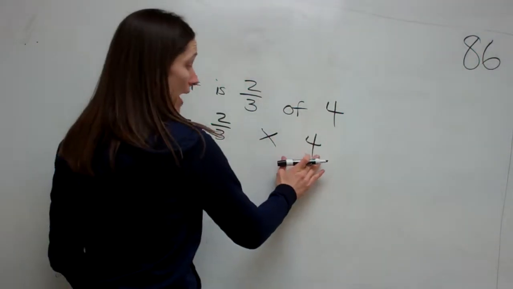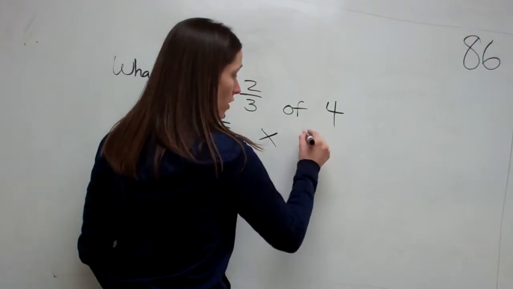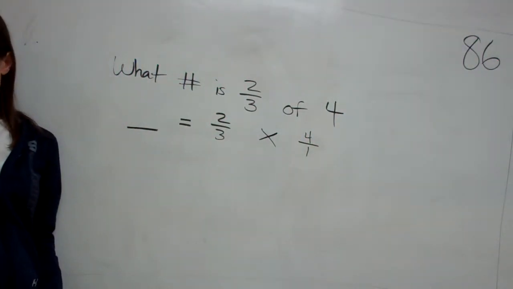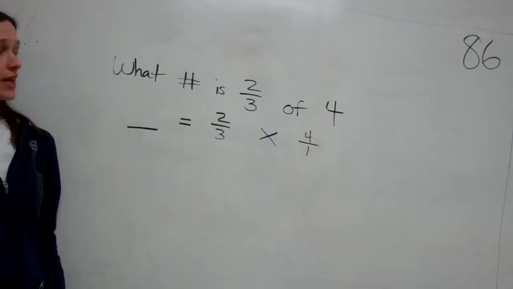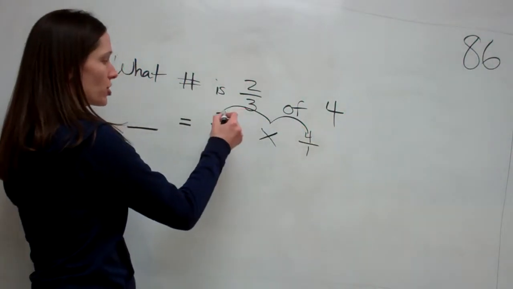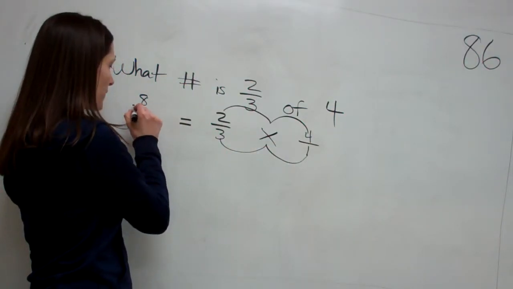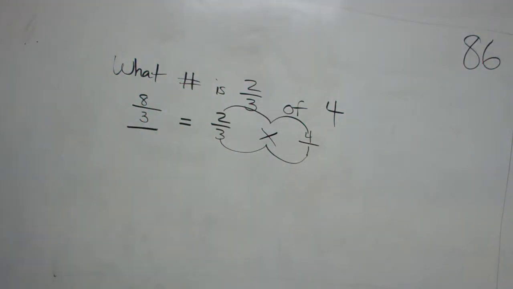8/3. Okay, so I would take 4 and put it over 1. Did everybody remember to do that? Yes. Because you have to have a fraction. You can't leave it as a whole number. Okay, so now 4 times 2 is 8, and 1 times 3 is 3. So 8/3 is the answer.